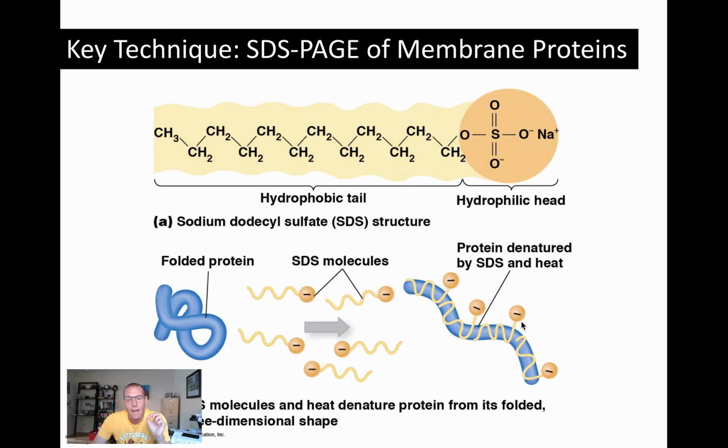And the SDS has this negative charge because of this sulfate group up here, and so that negative charge ends up being proportional to the molecular mass. So the bigger a protein, the more negatively charged the protein will become once it's covered in the SDS molecules.